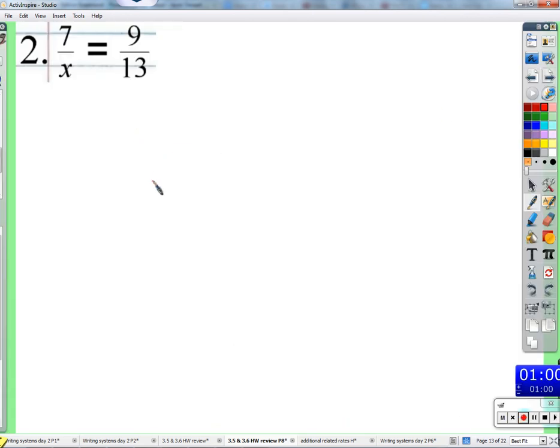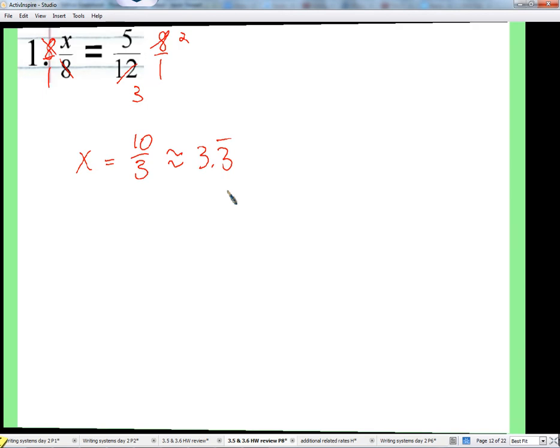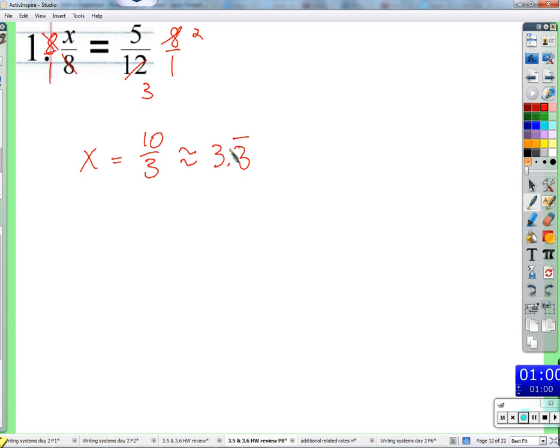Now, x is in the denominator. I have a question. They can put it in decimals, right? Yes. So in decimals, 3.3 repeating. You better put repeating. Okay, that's right. Thank you. No problem.